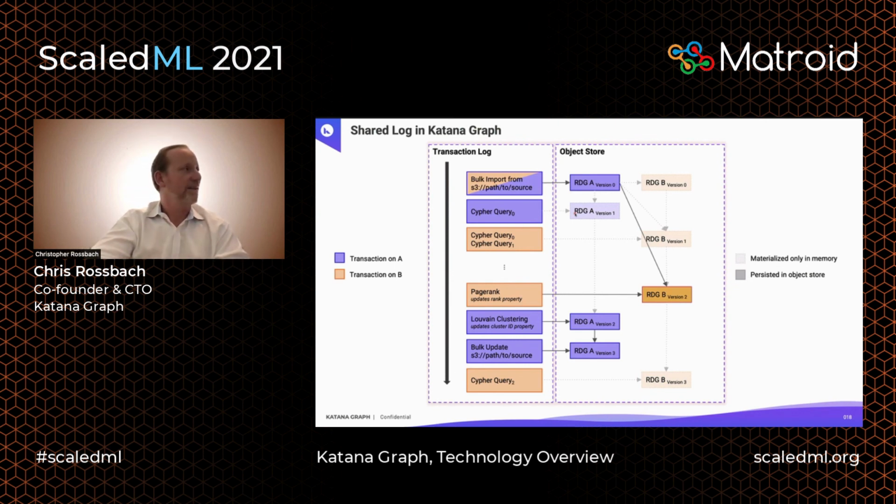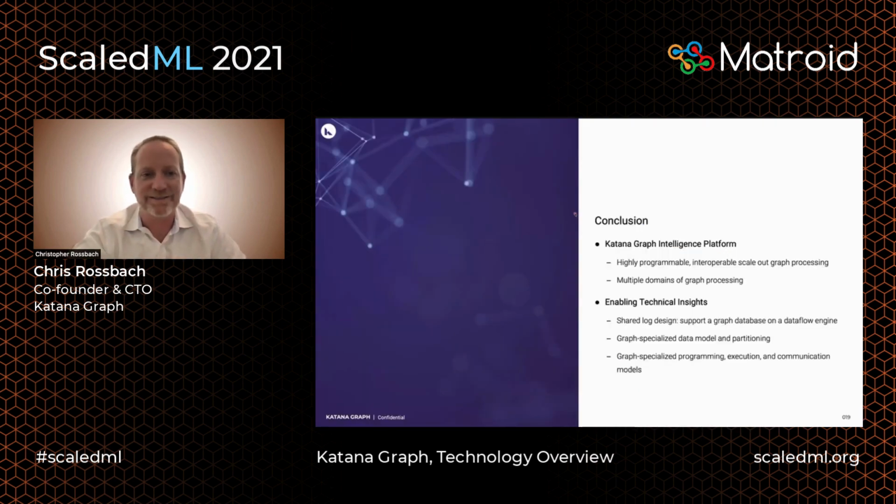So this completes my tour of the key highlights that I wanted to bring out about the technology behind the graph computing intelligence platform that we've been building at Katana. And in conclusion, I just want to touch on a few highlights. Katana Graph Intelligence Platform is a highly programmable, interoperable, scale-out graph processing framework that enables multiple domains of graph processing. It functions as a fully featured graph database, and at the same time supports a number of forward-looking domains like dataflow and graph AI, as well as graph analytics and graph mining.